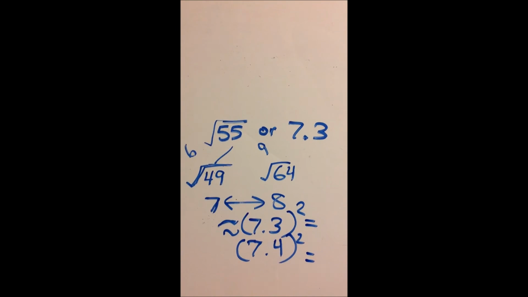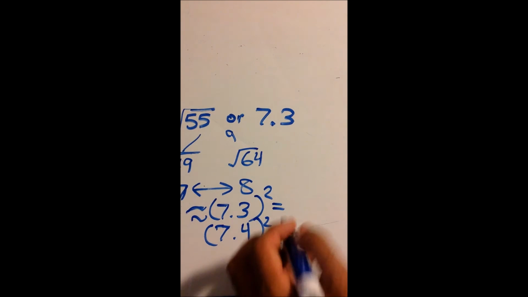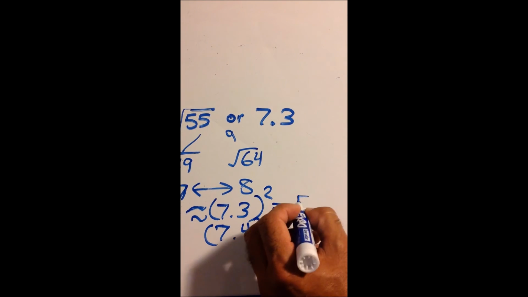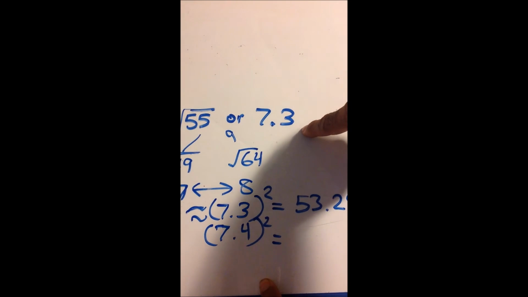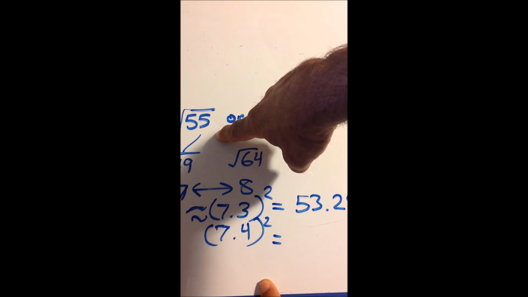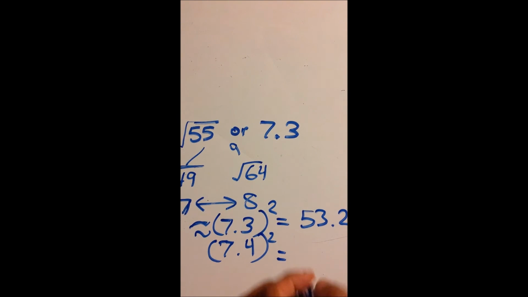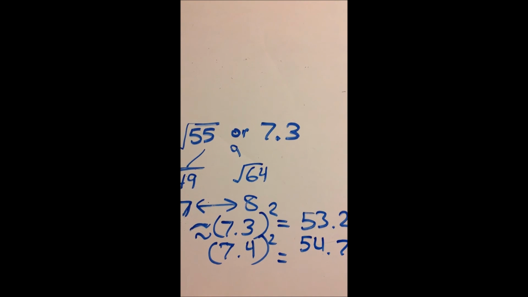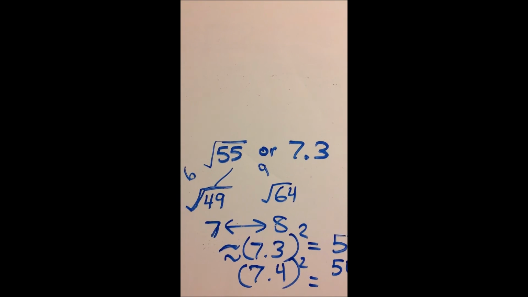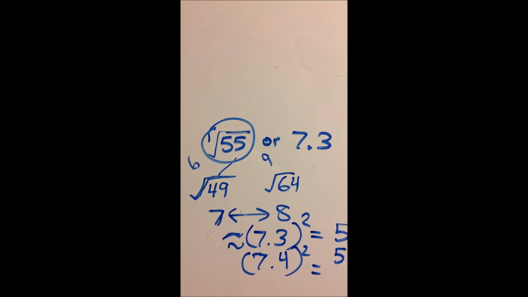What'd you get? If you did 7.3 squared, you would get about 53.29. So 7.3 squared is not near 55. And 7.4 squared is about 54.76. So we know that the square root of 55 is greater. So that's how you find out which one is greater.